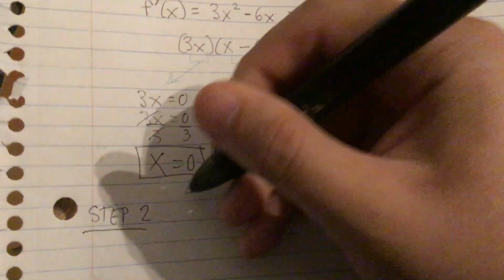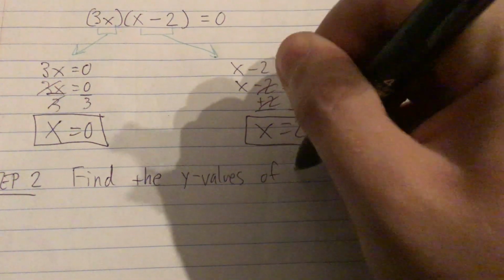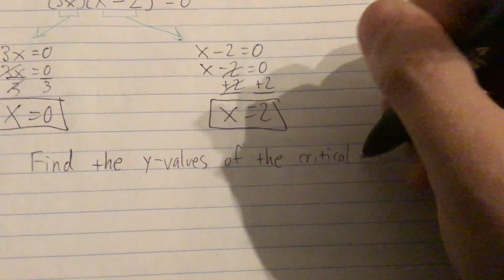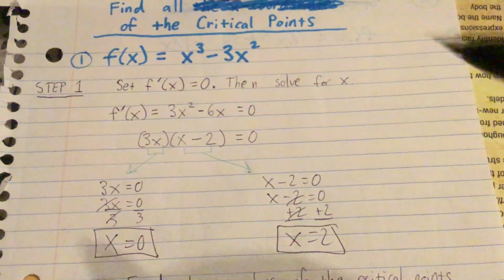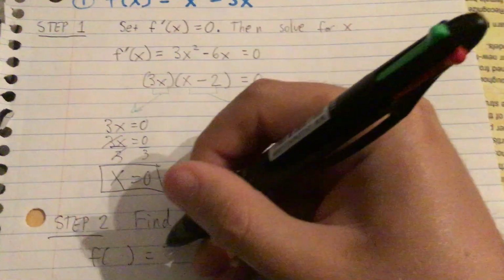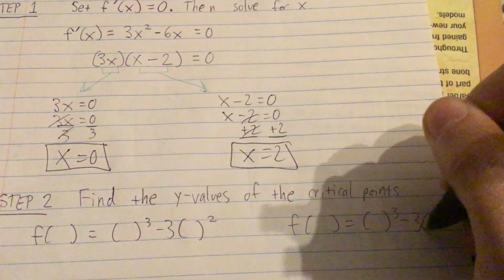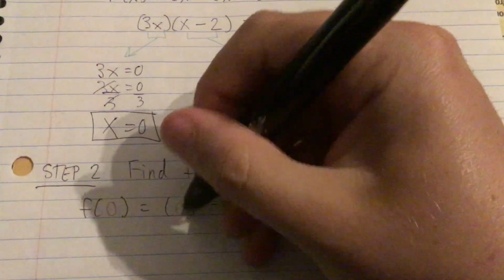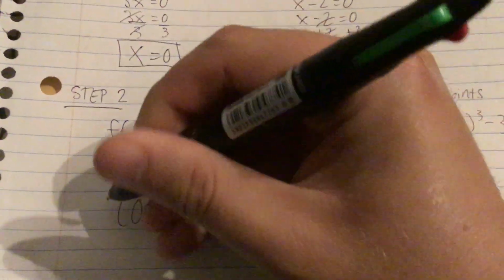Now, step 2 is find the y values of the critical points. So now that we've established that x equals 0 and x equals 2 are the places where this curve has horizontal tangent lines, let's plug x equals 0 into f of x and x equals 2 into f of x. So I'm going to do f of 0. How exciting. X cubed minus 3x squared. So let's plug in x equals 0. Well, this is very, very exciting. 0 cubed minus 3 times 0 squared. Well, that's just 0, which means that one of the critical points is at x equals 0, y equals 0.